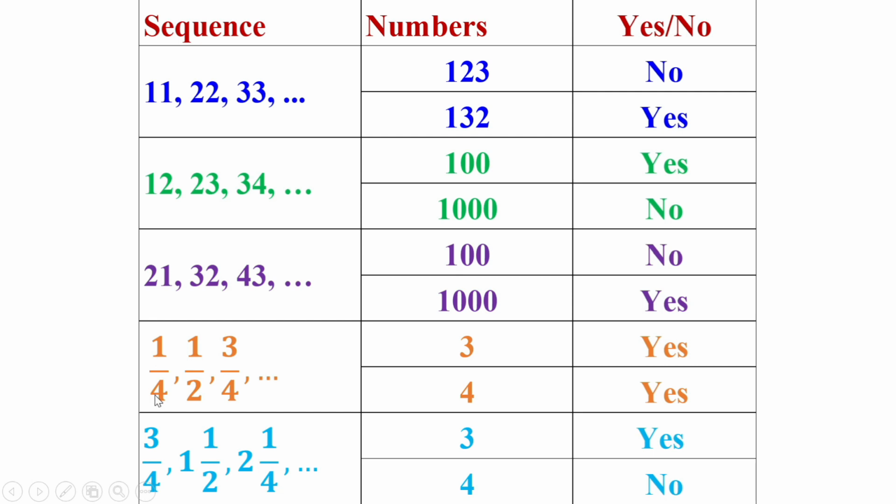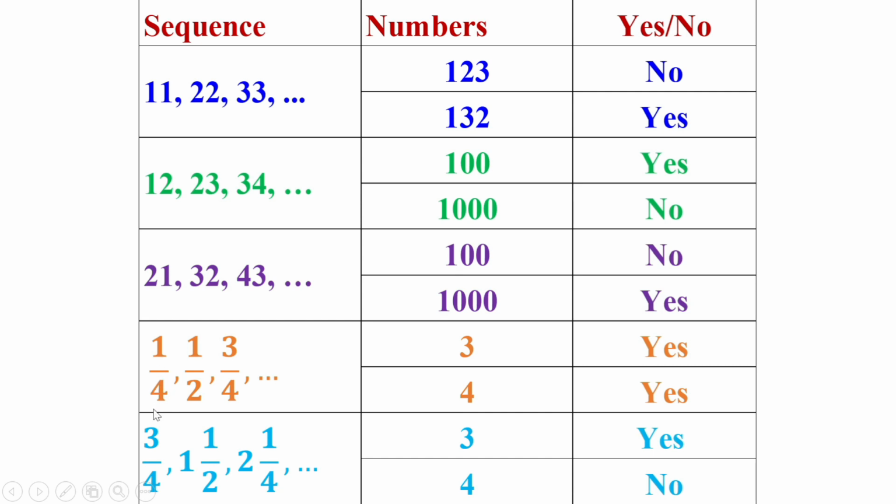Now 1 by 4, 1 by 2, 3 by 4, etc. What is the common difference here? 1 by 4. Now we have to check whether 3 is a term or not. We can find the difference between 3 and 1 by 4. It is 2 3 by 4, and it is a multiple of 1 by 4. So it's a term of this sequence. Those who feel it difficult to check like this, you can do it in another way also.